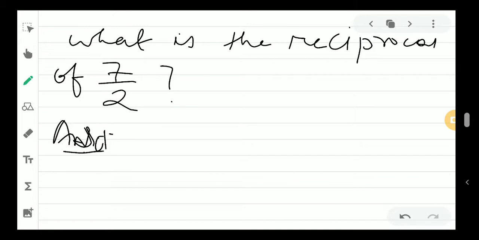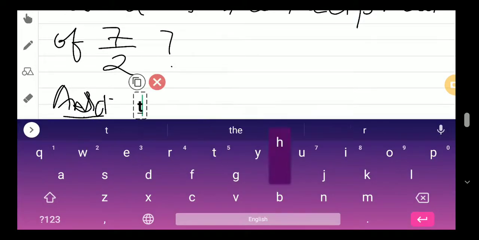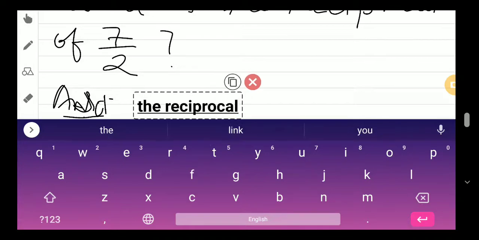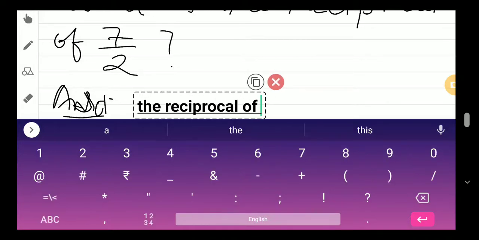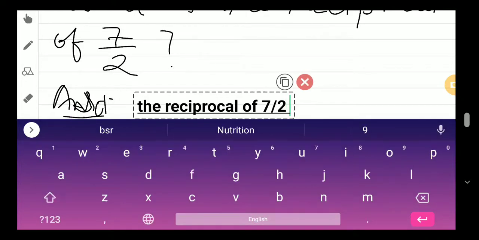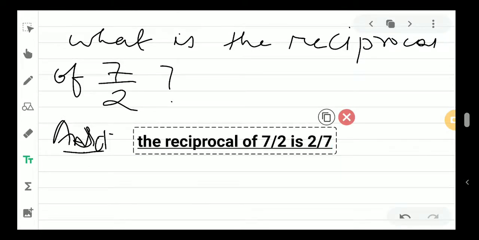Simply the reciprocal of 7 by 2 is, you simply interchange the numerator and denominator. That means the 7 is the numerator here, change it to denominator, and 2 is the denominator here, change it to numerator. So 7 by 2 will change to 2 by 7. So this will be the answer.